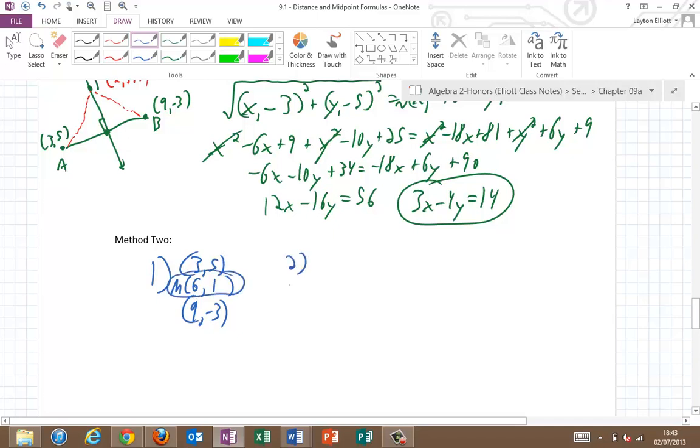Step 2. We find a slope. We're going to find the slope of the line segment. So the slope of AB is going to be equal to 5 minus negative 3 over 3 minus 9. And I get 8 over negative 12, or negative 2 over 3.